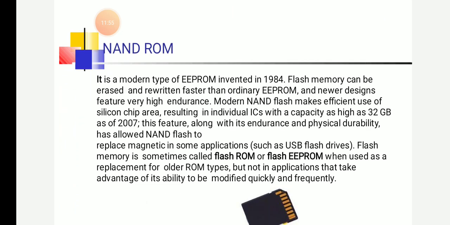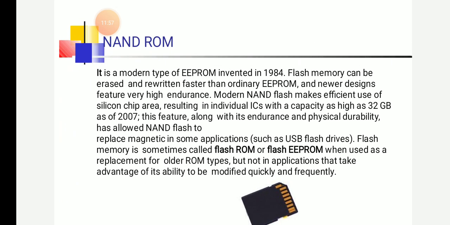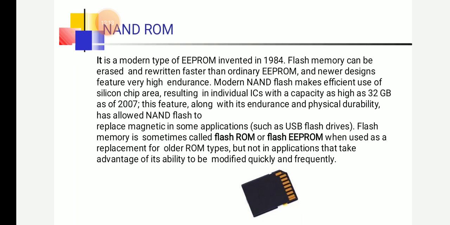Next type is flash ROM. It is a modern type of EEPROM invented in 1984. Flash memory can be erased and rewritten faster than ordinary EEPROM, and newer designs feature very high endurance. Modern NAND flash makes efficient use of silicon chip area, resulting in individual ICs with capacity as high as 32 GB as of 2007.